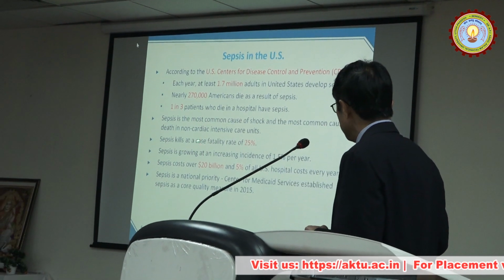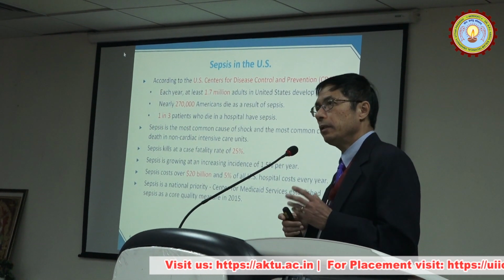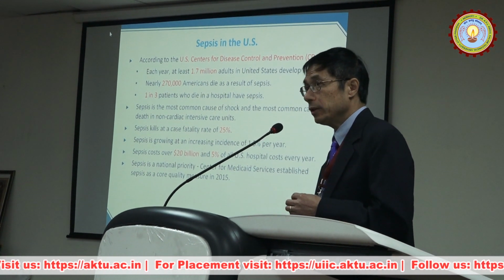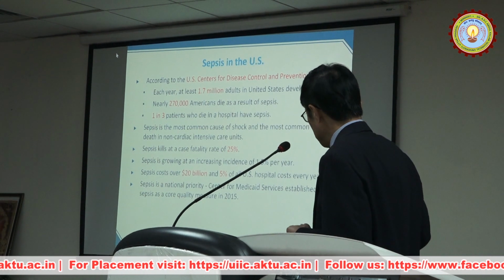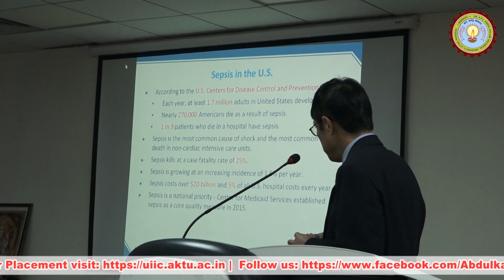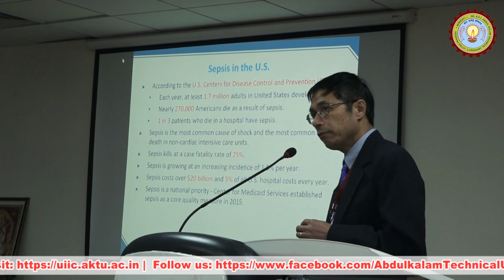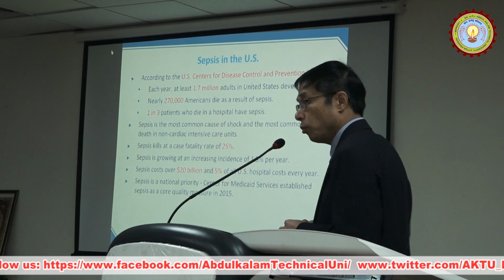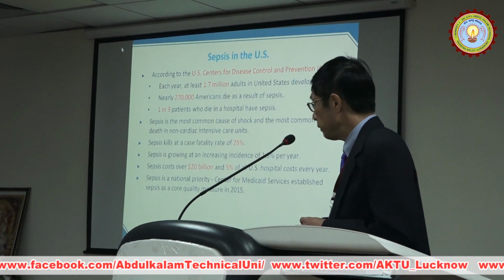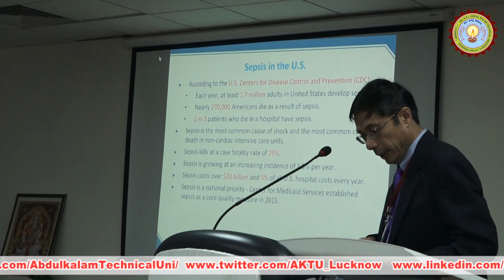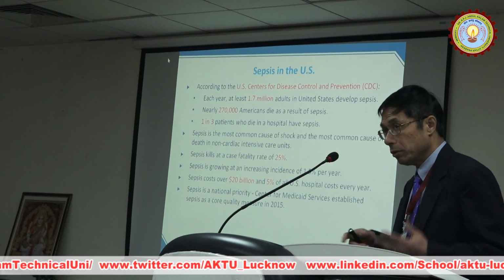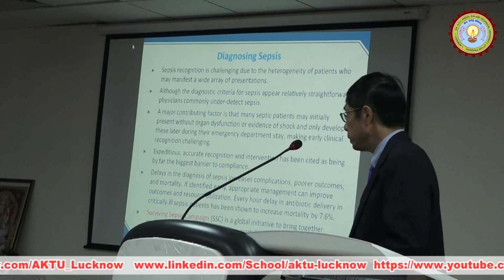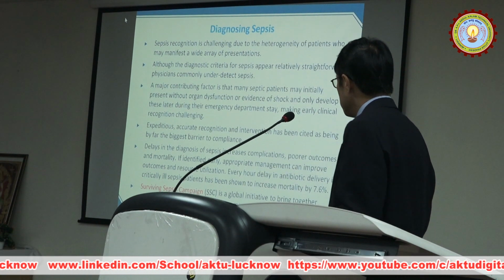So the case fatality, meaning if a patient suffers sepsis, there is a 25% chance the patient will die. Okay. So it costs lots of money, $20 billion, which is about 5% of health care costs in the nation. And the problem is getting a little bit worse every year, a 1.5% increase every year. So there are national and international efforts to try to deal with this problem, to reduce the impact.